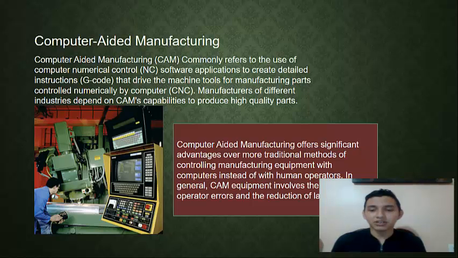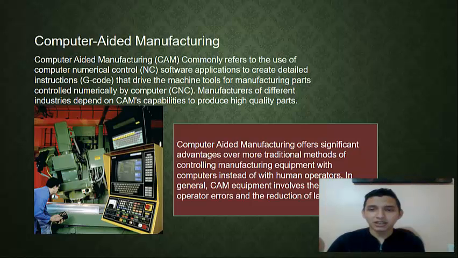Computer-aided manufacturing offers significant advantages over more traditional methods of controlling manufacturing equipment, using a computer instead of human operators. In general, CAM equipment involves the elimination of operator errors and the reduction of labor costs.